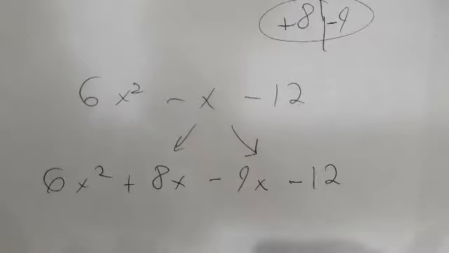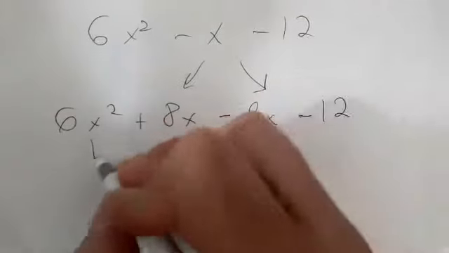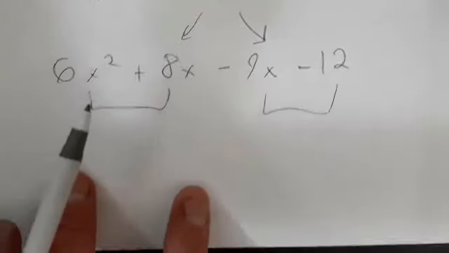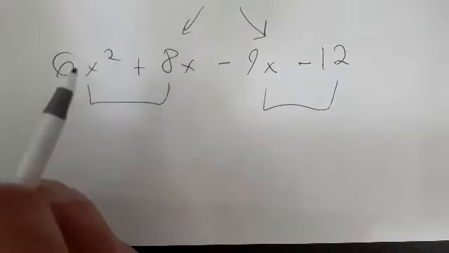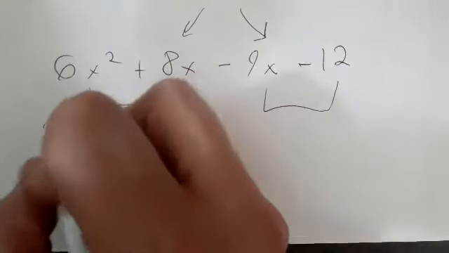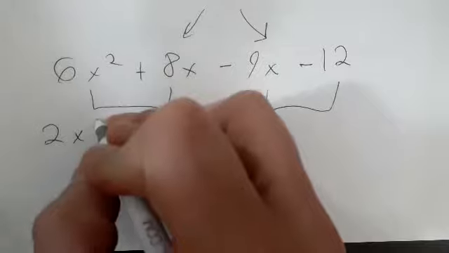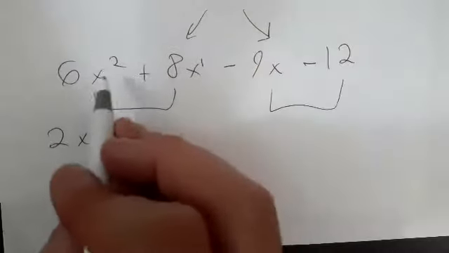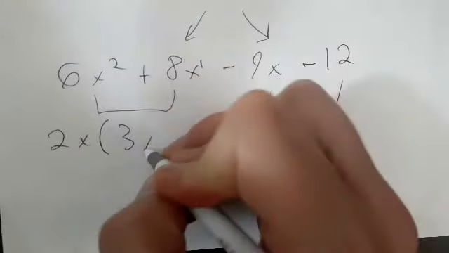Okay, so we're looking at this. What we're doing is grouping here, and we're going to factor out common factors. I'm going to do this one factor by grouping, just so we have a little bit of variation. Between 6 and 8, I believe I take out 2. I can take out an x between the two x terms, leaving 3x.